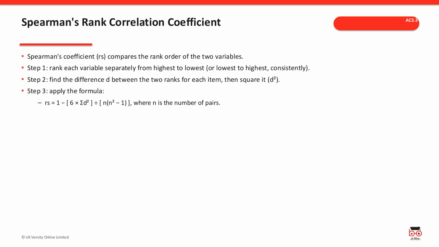Spearman's coefficient, written R sub S, compares the rank order of the two variables rather than their raw values. The recipe has 3 steps. First, rank each variable separately, say from highest to lowest, being consistent. Second, for each item find D, the difference between its two ranks, then square it to get D squared. Third, apply the formula R sub S equals 1 minus, in brackets, 6 times the sum of D squared, divided by N times, in brackets, N squared minus 1, where N is the number of pairs.